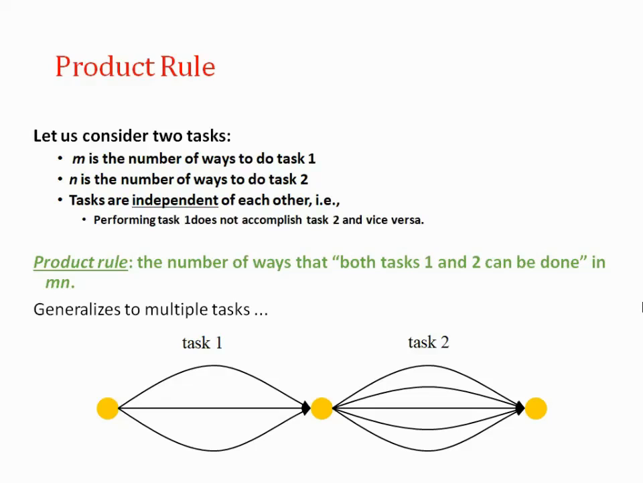So the product rule says that the number of ways that both task 1 and task 2 can be done, here you look at the convention, task 1 and task 2, is M into N ways.